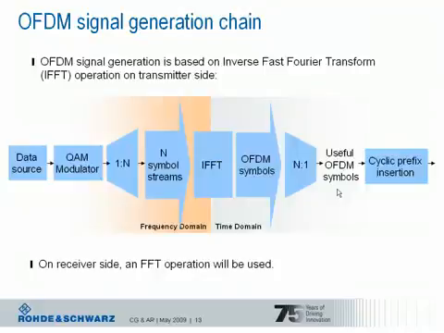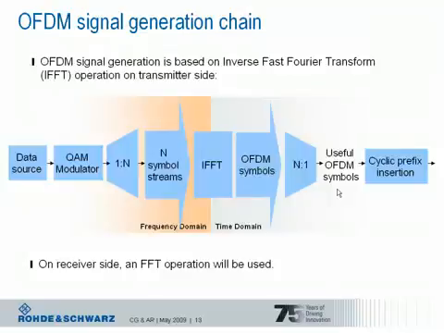This picture shows the OFDM signal generation chain. So the modulated data symbols, which are going to be transmitted, are first parallelized, and then they are used as input bins to an IFFT operation. IFFT stands for Inverse Fast Fourier Transform, which is taking place on the transmitter side in an OFDM system. This operation produces OFDM symbols. So actually we have a conversion from the frequency to the time domain here, and the OFDM symbols are then transmitted in the time domain of an OFDM signal.